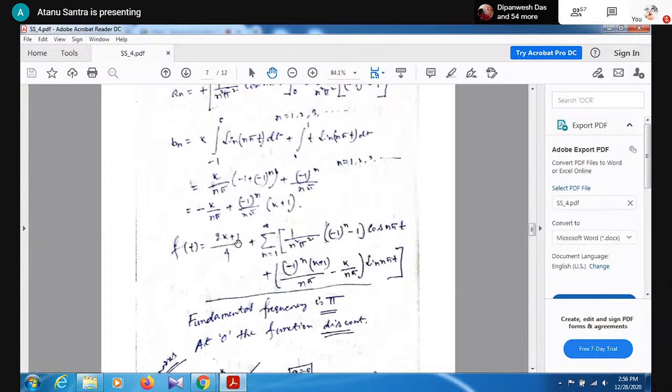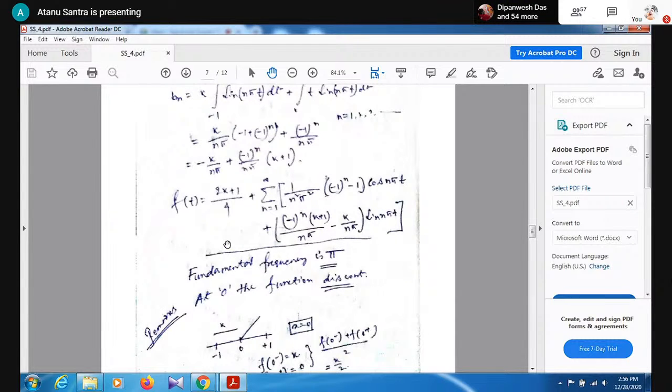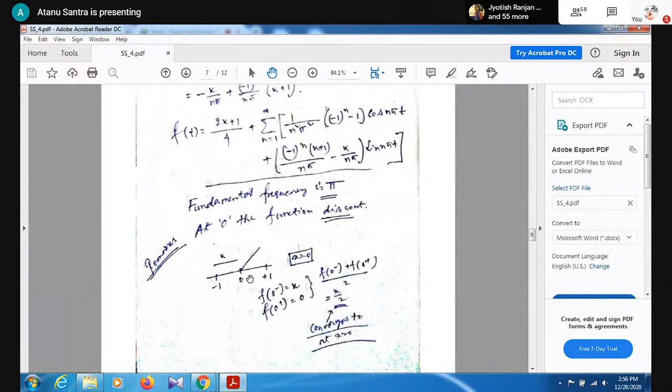The common confusion is what would be the value at the point of discontinuity. Actually, what I mean is, at the point of discontinuity, at what value will the function converge. Here we have seen that at the point of discontinuity, the function value converges to a by 2, which is the average of the function at 0 minus and 0 plus values.